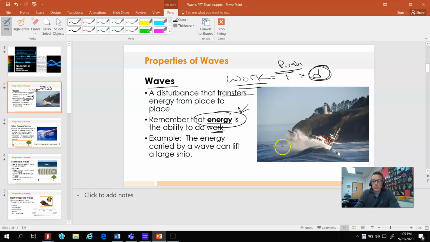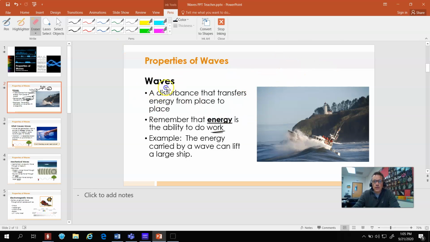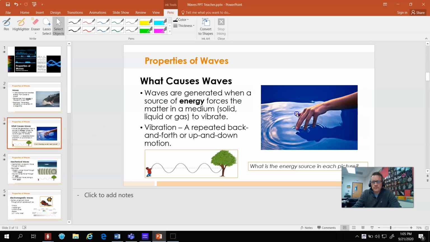And that can be something large like a boat, or it could be something really, really small, on the size of an atom or an electron or something on the subatomic scale. So in this picture that we have here, we've got the boat that's being pushed up to a higher level. So it's evident in this case that the wave has energy because it has the ability to push this boat a certain distance and move it.